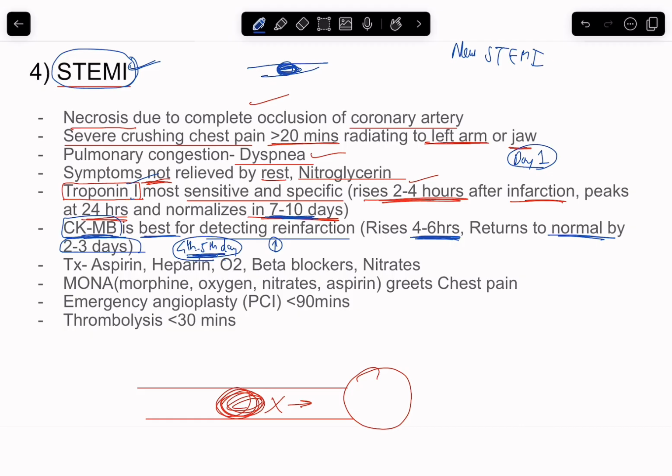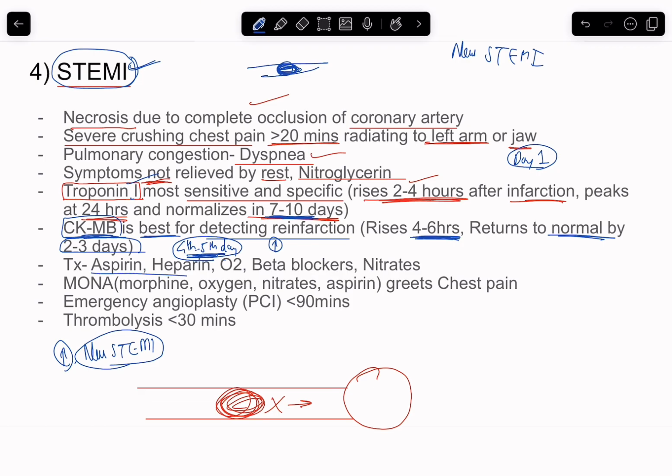If the patient comes after 4 to 5 days with the same set of symptoms and the CKMB value is high, that means that the patient has a new ST elevated myocardial infarction that involves any other coronary artery apart from the one that was primarily there. Okay, if the enzyme does not rise, then this is the same ST elevation myocardial infarction. Okay, now let's move on to the treatment of this.